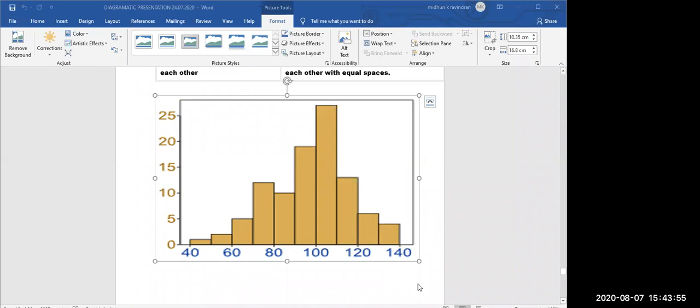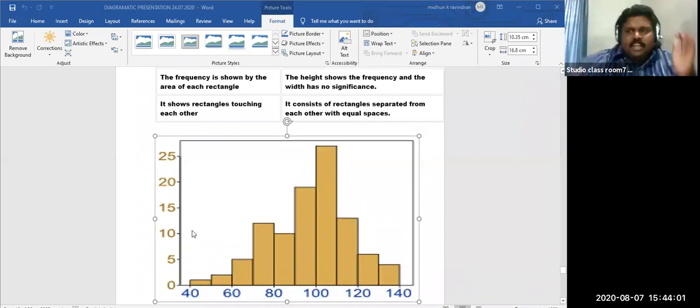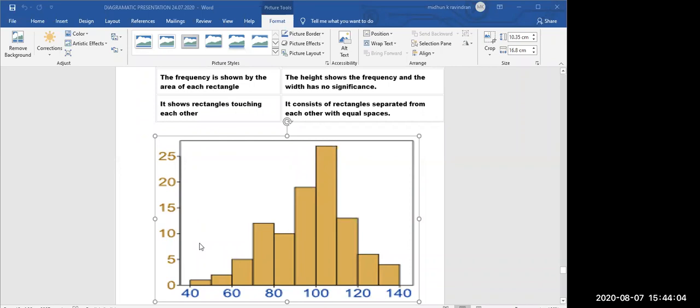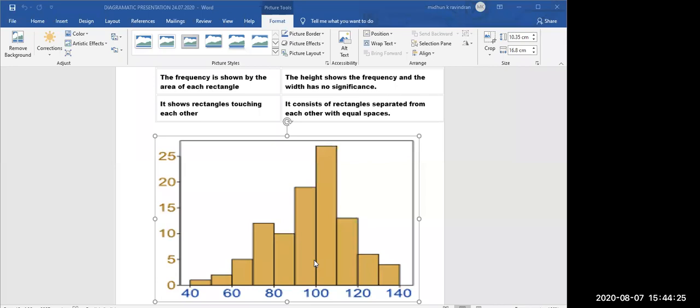Next one, in a histogram, we can see that the frequency is shown by the area of each rectangle. If you use numbers, it's easy to understand. Easily it will represent the area. So we are taking the accurate height and accurate width. Definitely, it will show the accurate area also. We will discuss the construction method also, so that you understand how to draw it.